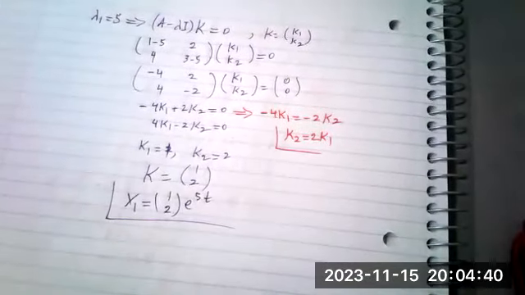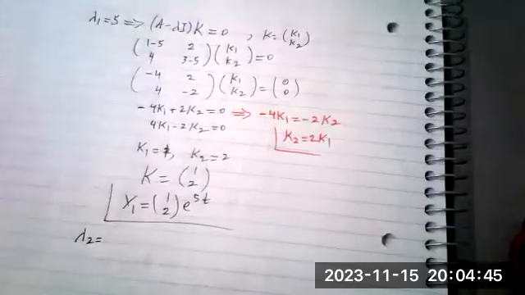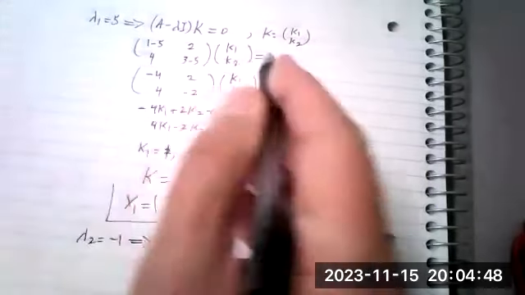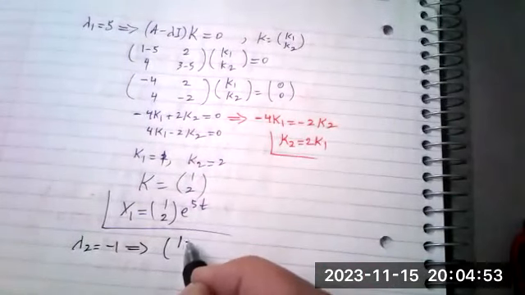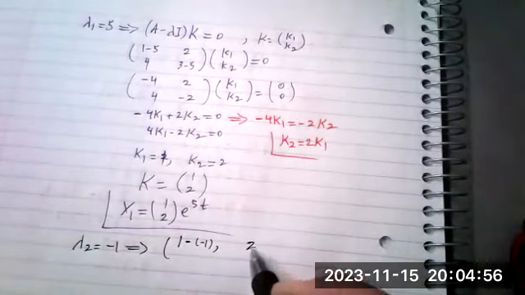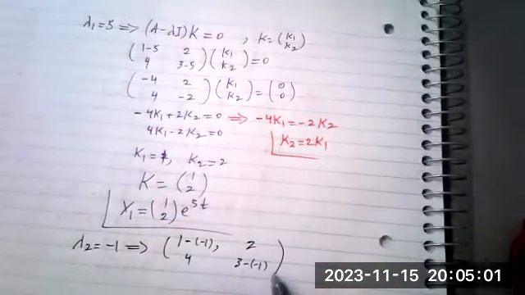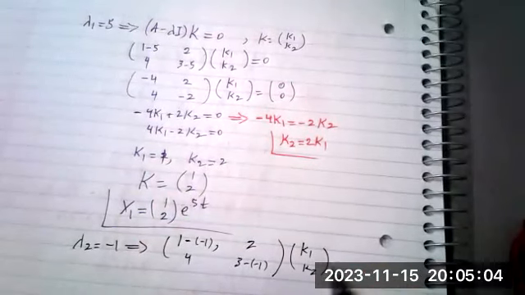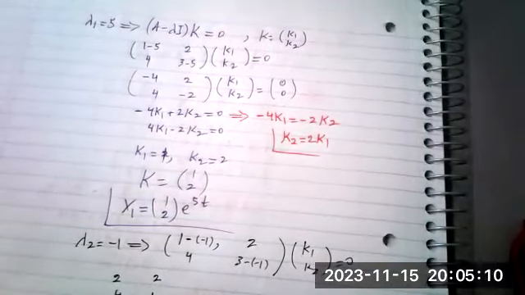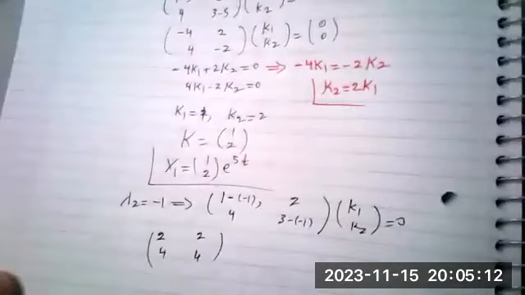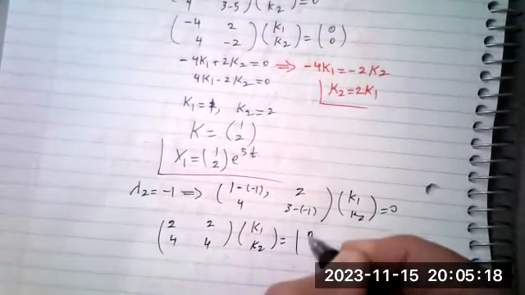You have to repeat it again for the second one. Lambda 2 is negative 1. So go to the same system that we did. It's going to be 1 minus negative 1, 2, and 3 minus negative 1, times K1, K2 equal to 0. So this time that gives you 2, 2, and 4, 4, and that's K1, K2 equal to 0, 0.